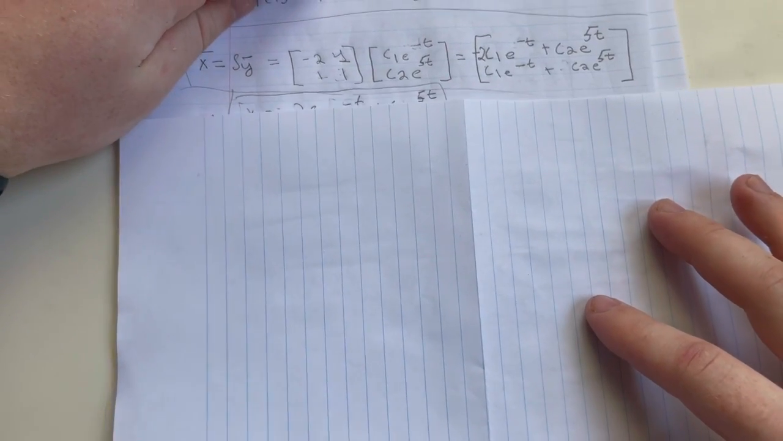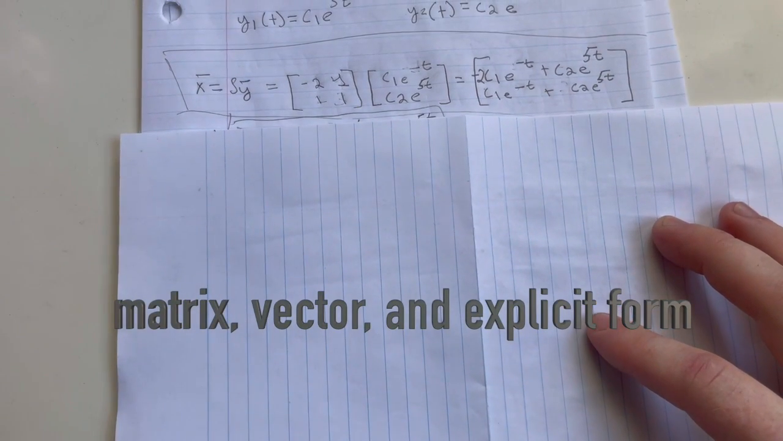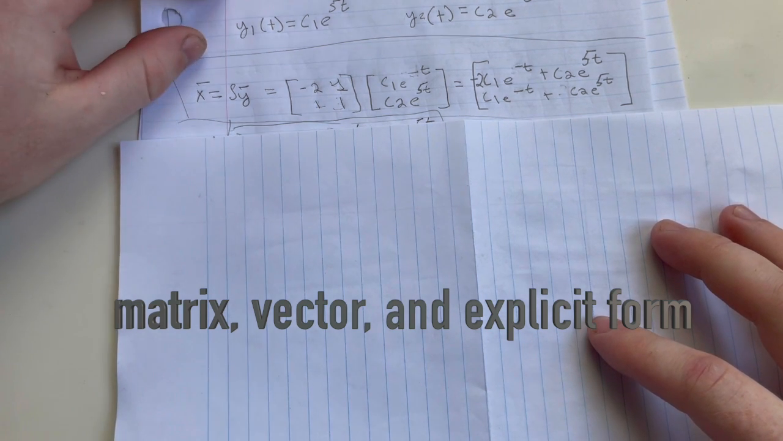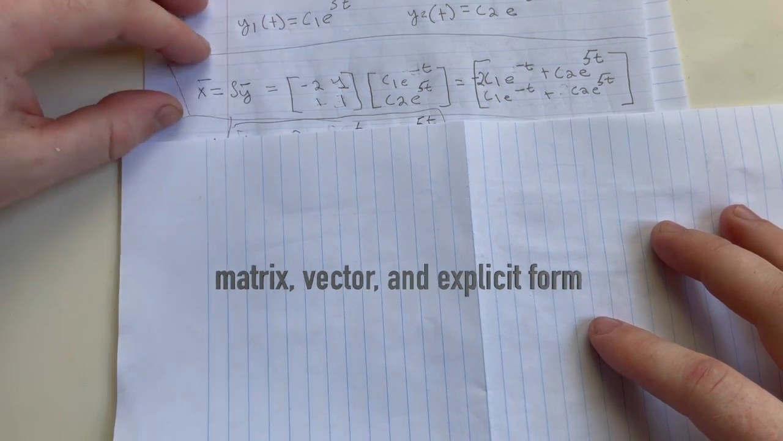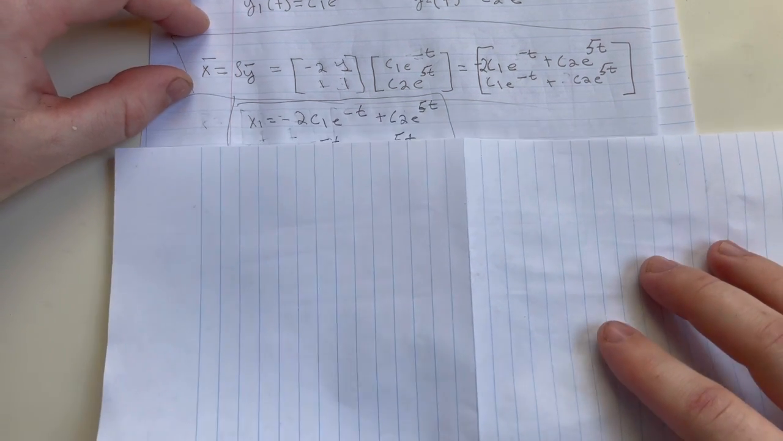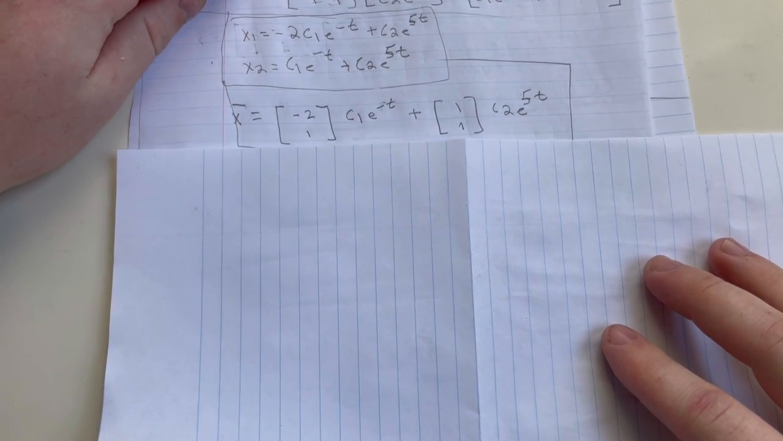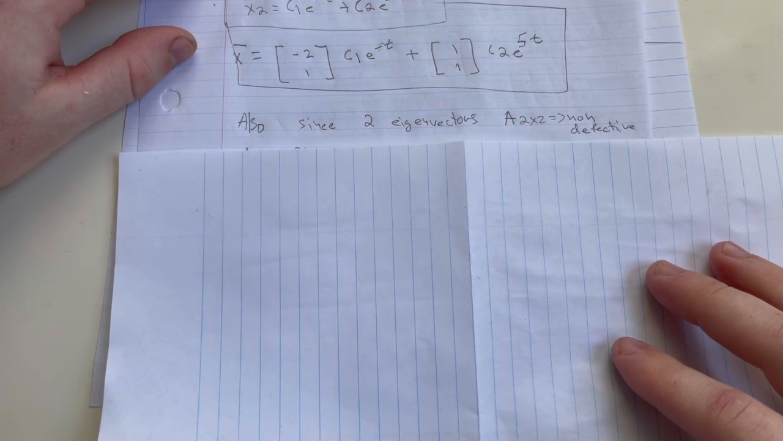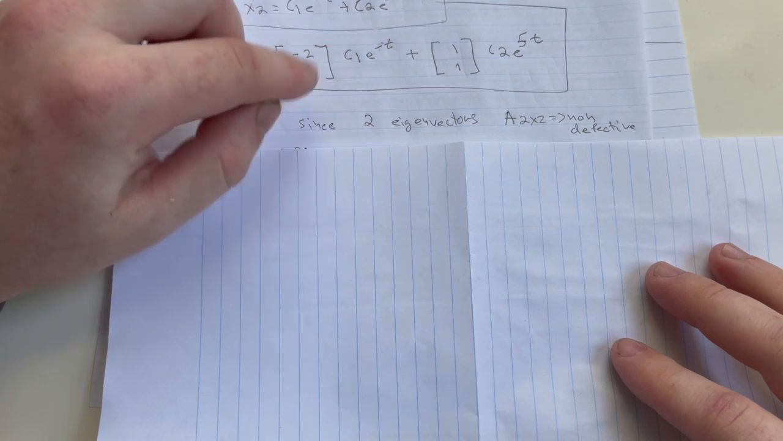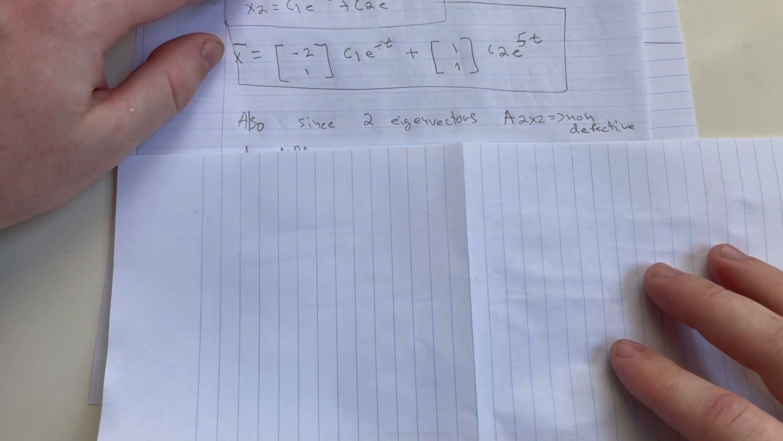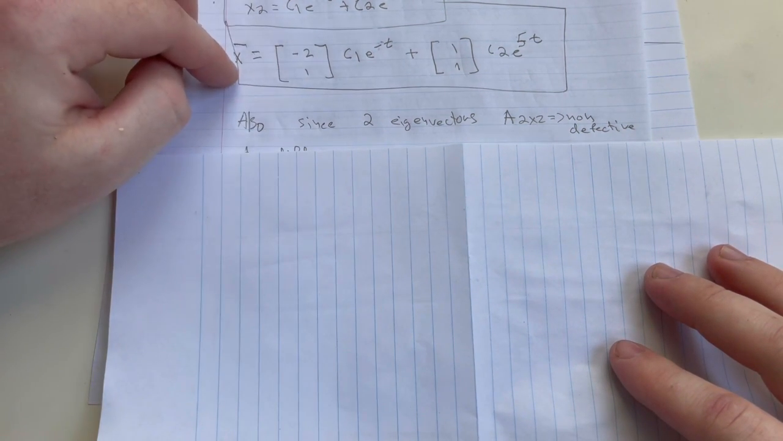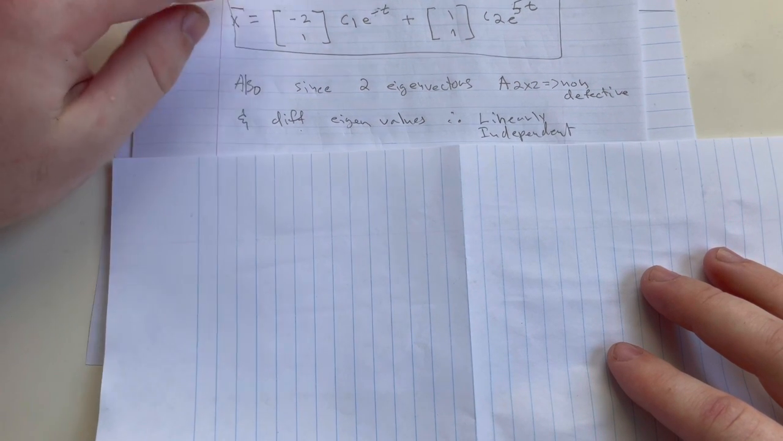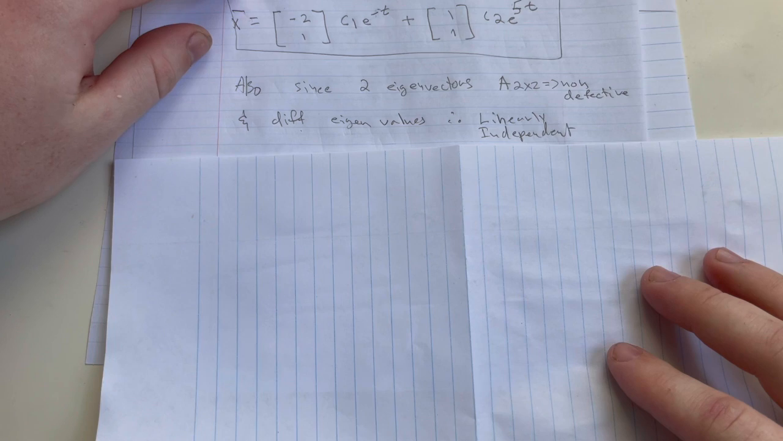And these are the 3 different ways to represent it: a matrix, a vector, and I forgot the other one, but yeah. So here's one way, and second way, and third way. Also, since there are 2 eigenvalues, it's non-defective because our matrix was 2 by 2, and since there are different eigenvalues, it's also linearly independent.